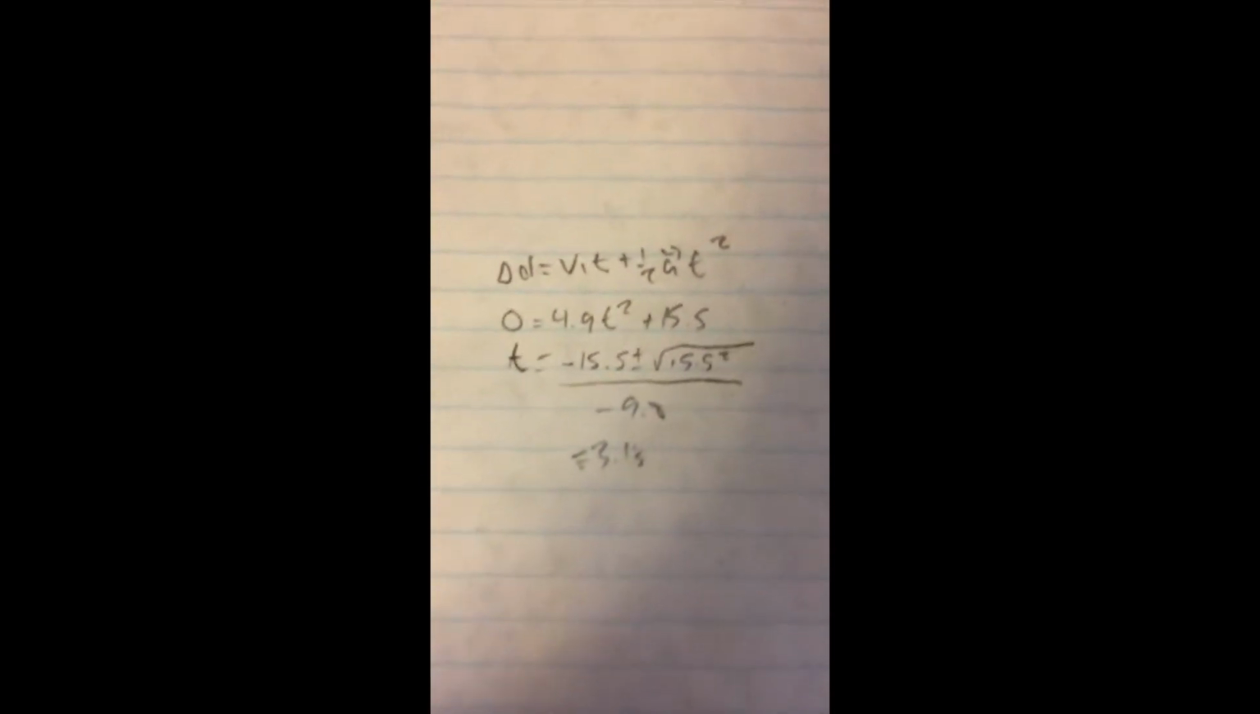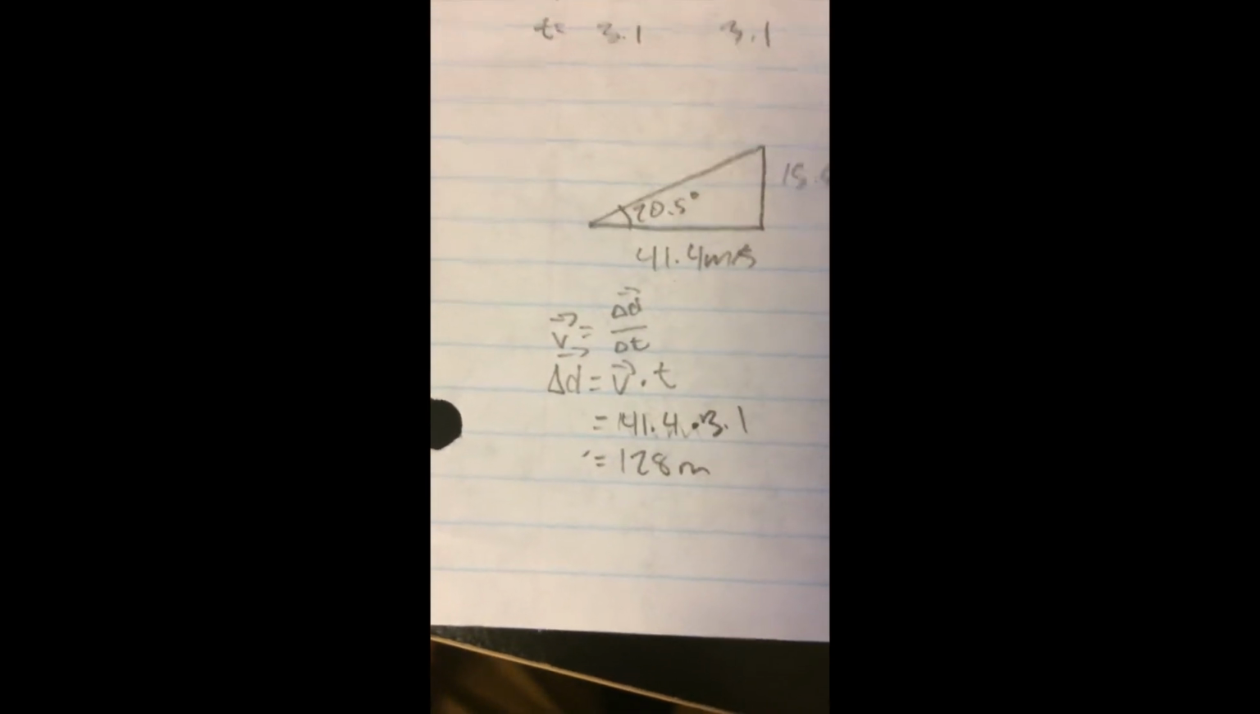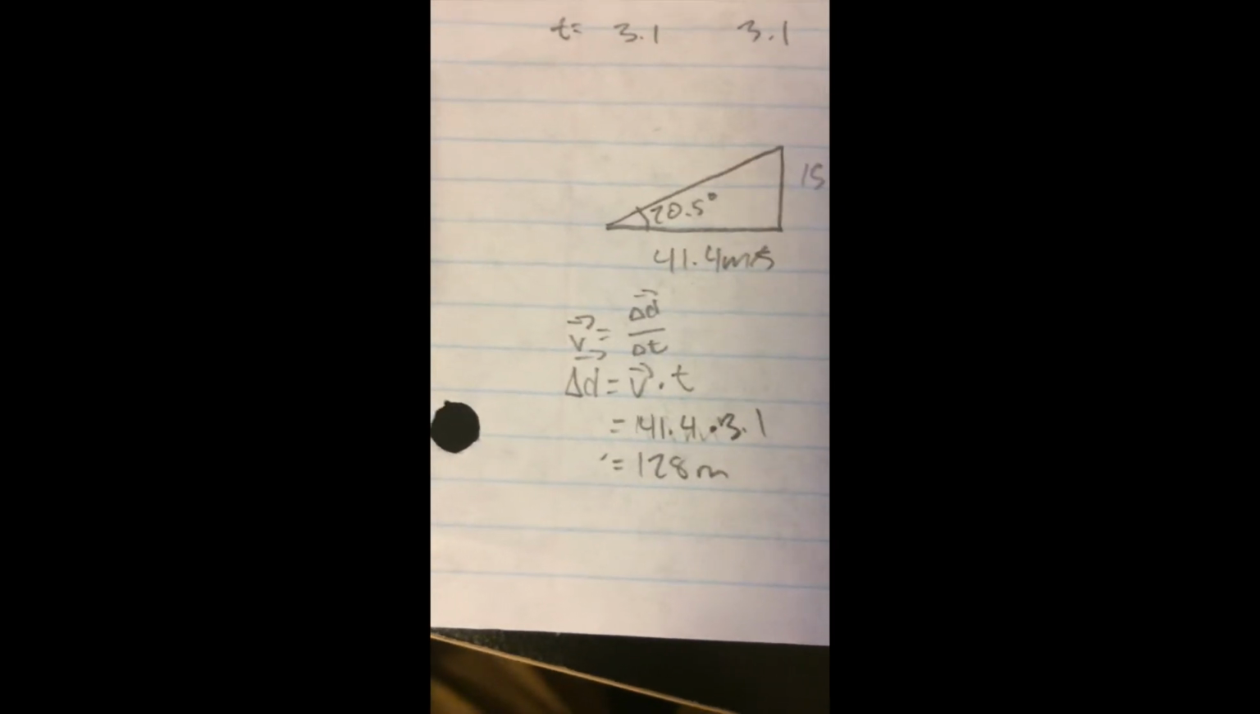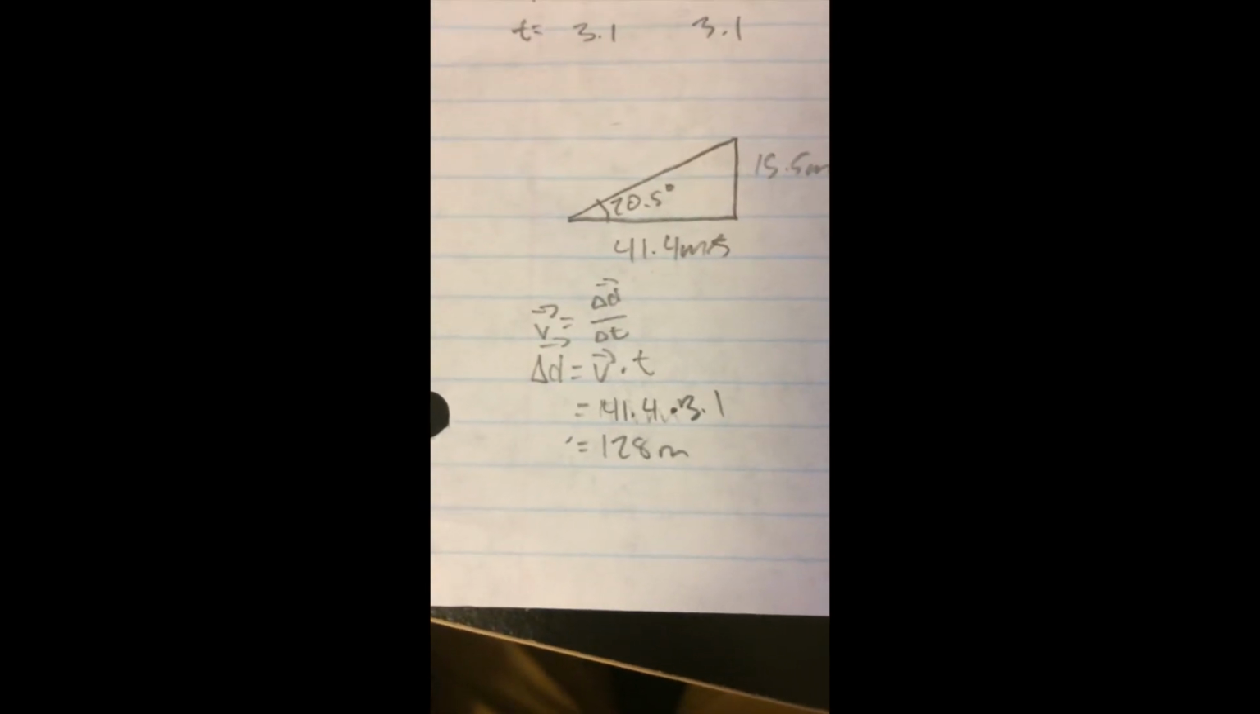Then, using the third kinematic equation, we found time using the quadratic formula being 3.1 seconds, and plugged that into the velocity equals distance over time equation, rearranged for displacement. So we got a displacement of 128 meters, which means that in order to drive a golf ball through a 1/4 inch piece of plywood, you need to be able to hit a golf ball 128 meters at an angle of 20.5 degrees.